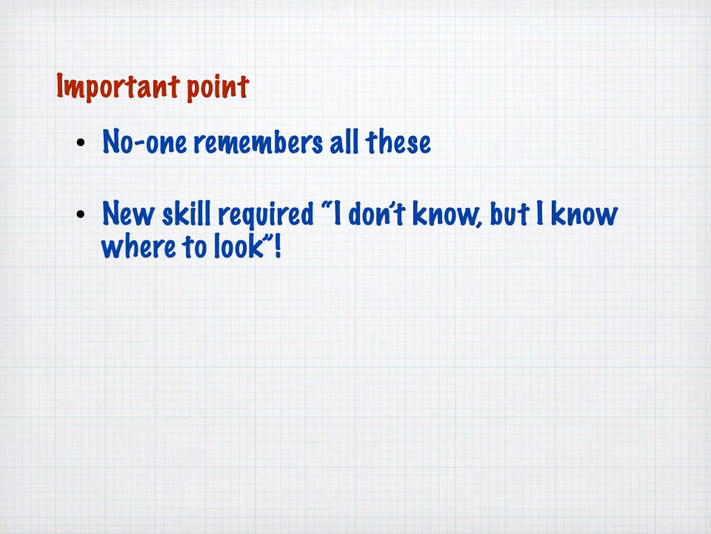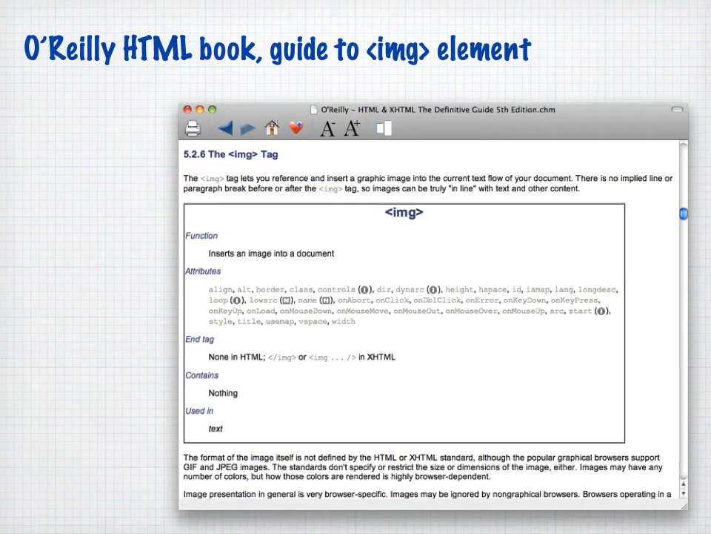So you go, oh, well, I'll pull out the HTML book and I can look up the image tag and I can see what the attributes are. And this is an example from the 5th edition of the HTML book from O'Reilly. And you can see, if you look, it says function, and then underneath the attributes, there's a whole bunch of attributes there that we can use. Now, we're not going to memorize those, we're not going to use all of those, we'll just use a couple of those.